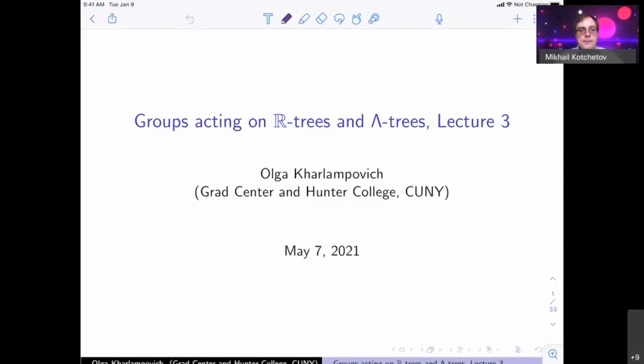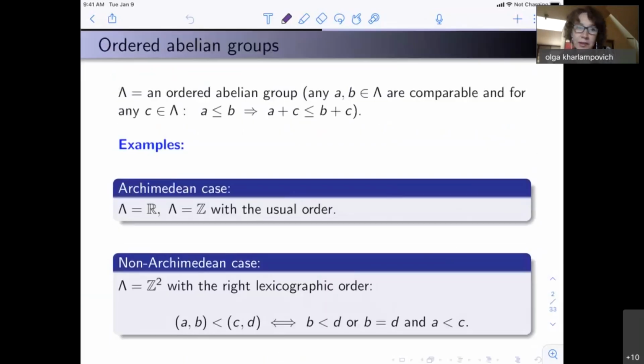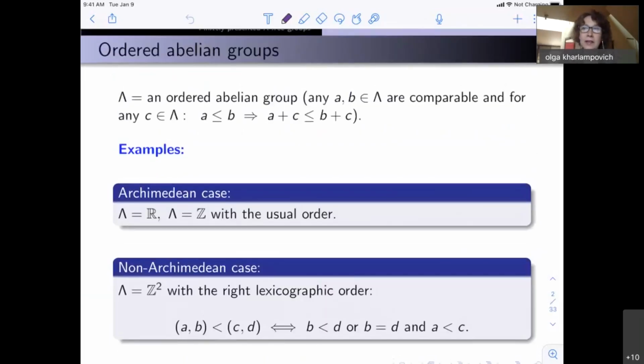Okay, good morning everyone. So today I'm going to talk finally about R-trees and lambda-trees. So lambda is going to stand for an ordered abelian group. Let me recall what an ordered abelian group is.